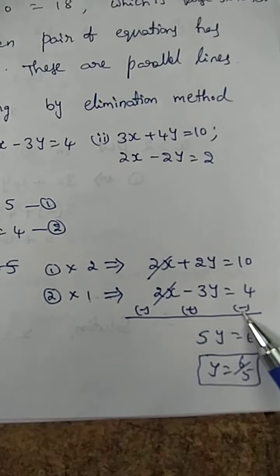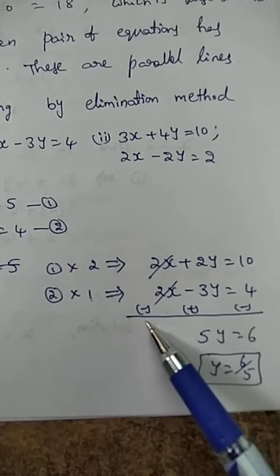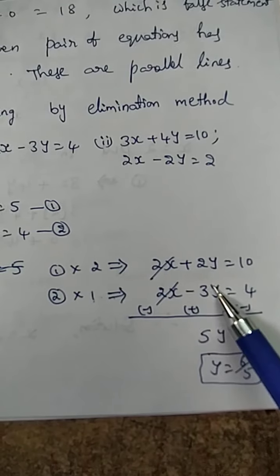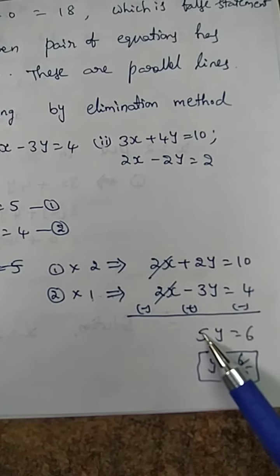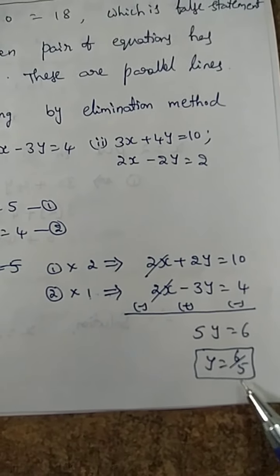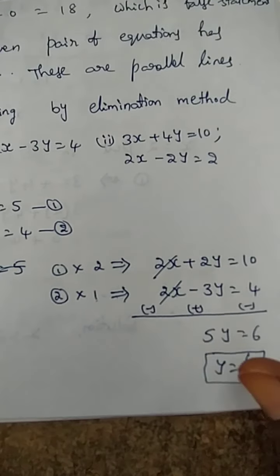It is plus, change it to a minus. Now plus 2x and minus 2x cancel. It is plus 2y, it is plus 3y now. Plus 2y plus 3y is plus 5y. That is equal to 10 minus 4, which is equal to 6. So y is equal to 6 by 5.